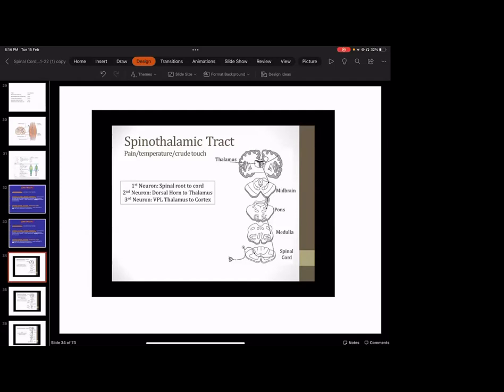All the way to the thalamus. And in the thalamus it goes to something called the VPL, and then from the VPL it goes to the cortex. So VPL to the cortex is very common. It's the same thing that happens in the other sensory tracts also. So yeah, that's the main thing.